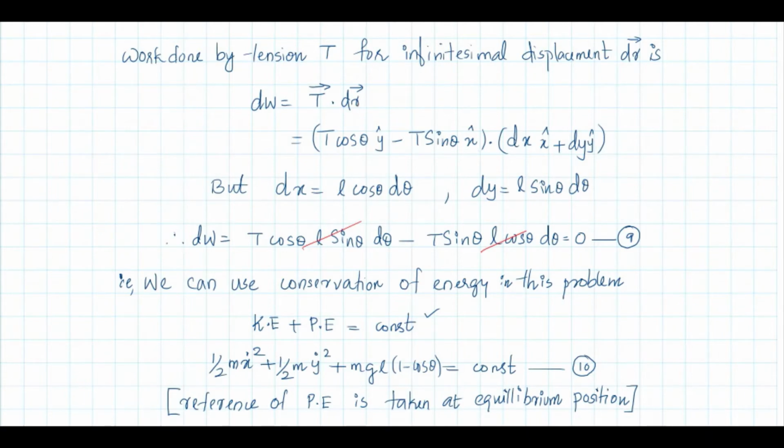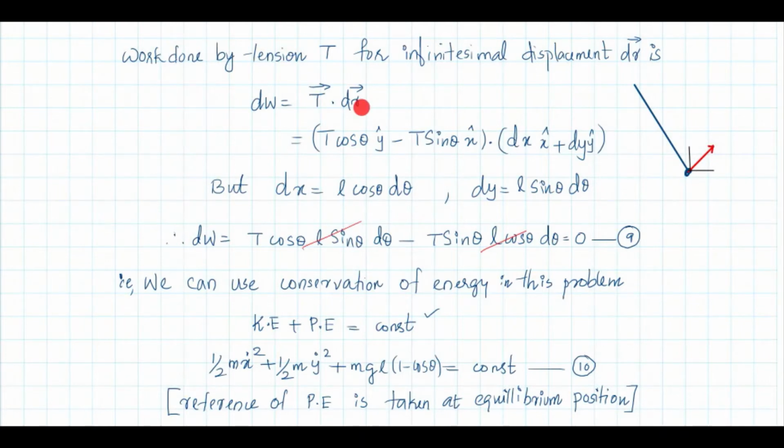dr, you can write it as dx x cap plus dy y cap, because your bob is something like this and the displacement we can write it as like this. This displacement you can split into two components, one along x direction and one along y direction. They are respectively dx and dy. So displacement you can write it as dx x cap plus dy y cap. Tension you split into T cos theta y cap minus T sin theta x cap.